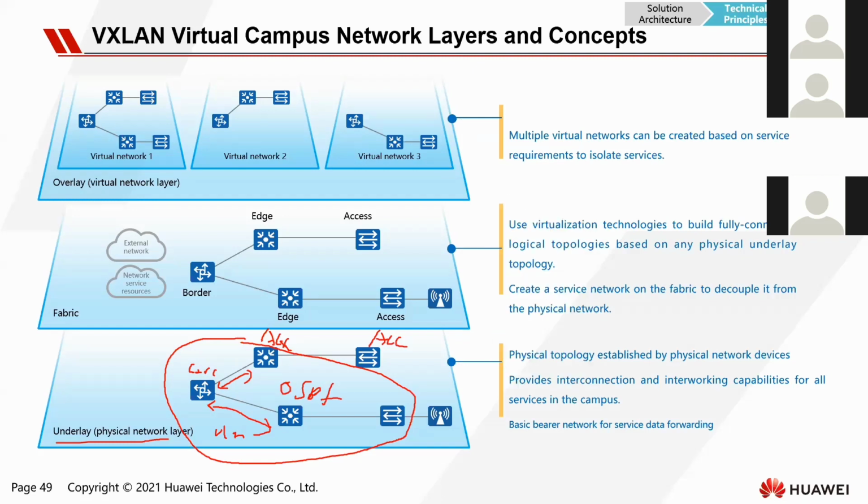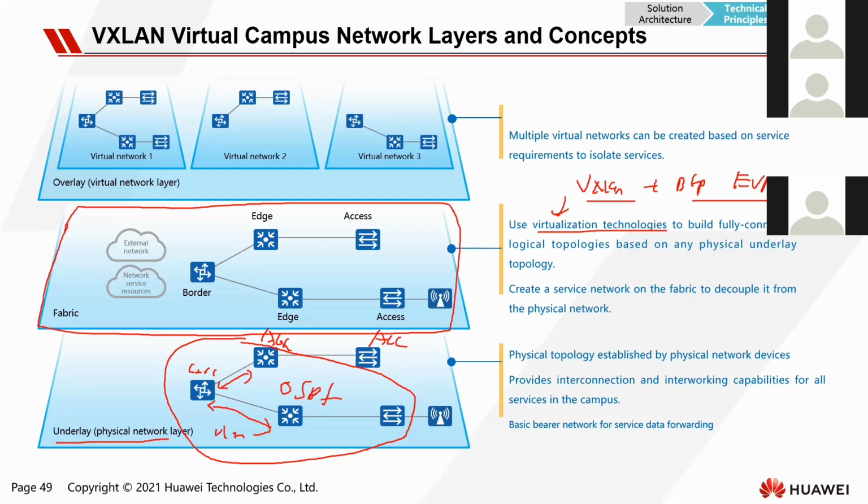Above this OSPF network, or underlay network, we will use virtualization technology, which is VXLAN plus BGP EVPN. By using these two technologies, we can form another layer. We call it the fabric layer. This fabric layer is above our underlay network, and from this fabric layer we can separate it into different virtual networks.